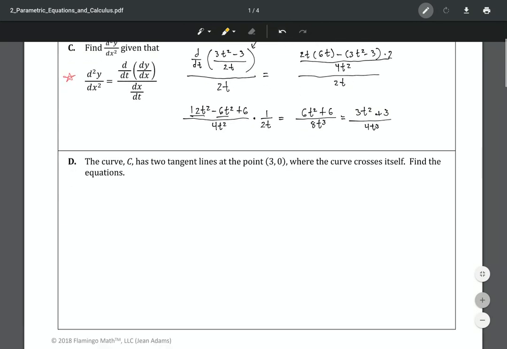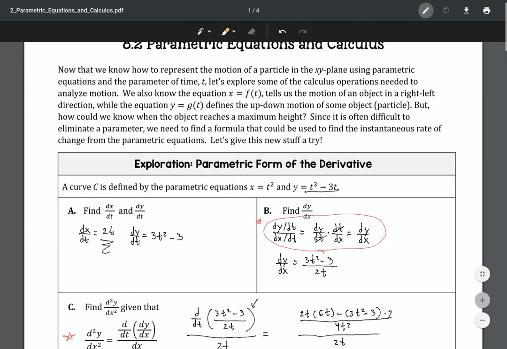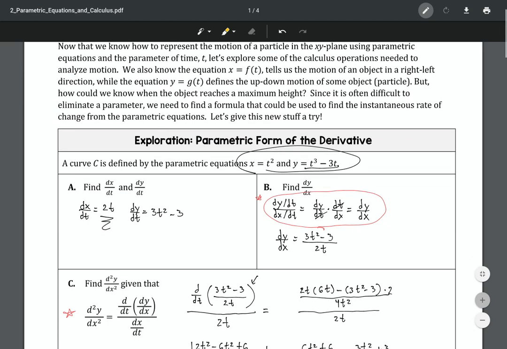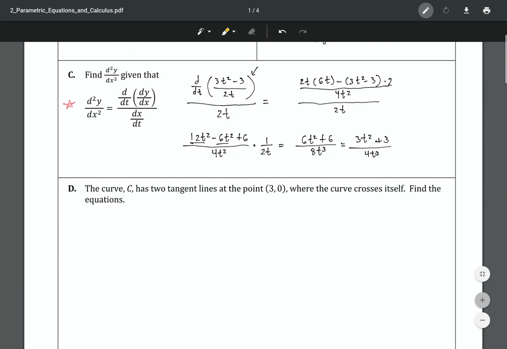On part D it says the curve C, the curve C is this one, the one that we had up here. That's how curve C is defined. It has two tangent lines at the point (3, 0). This is x and y. And this is why this is going to be a little bit trickier than normal. Where the curve crosses itself, find the equations of the tangent lines.